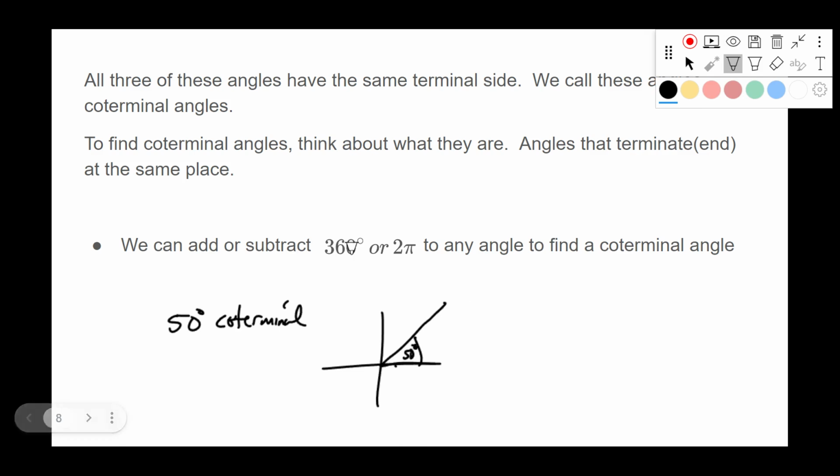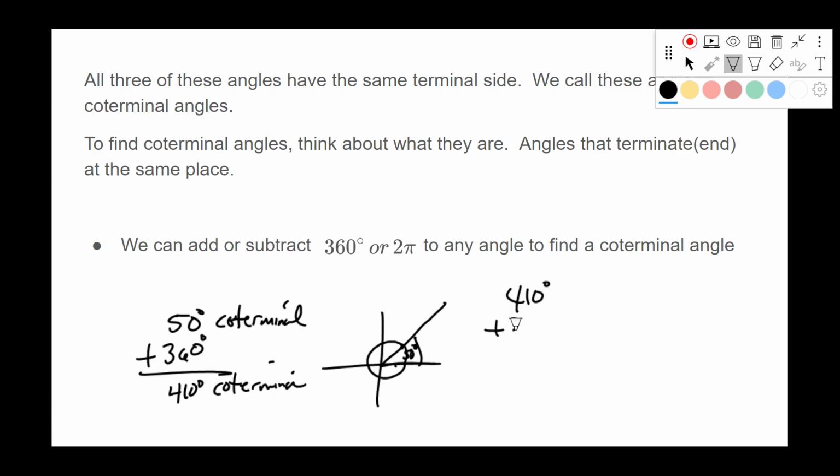Here's 50 degrees. You want to know how to end up in the same place? Well, start at where you stopped and go all the way around. But how much does it take in degrees to go all the way around? 360. So I'd have to add 360 to this. So then 410 degrees is a coterminal angle to 50 degrees. Well, what if I added 360 to 410? Now I'm at 770. That's also coterminal to 50 degrees. Because now you're just going to go from here and go around another time.